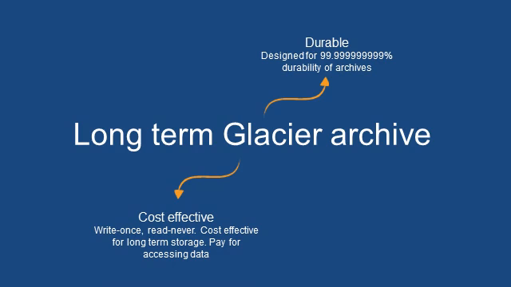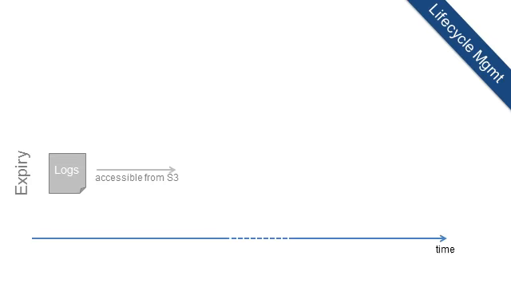So it's not intended for applications where you need frequent access to data. If you need that, keep it on S3 or use RRS. Let's have a look at a sample expiry use case in this lifecycle management model.